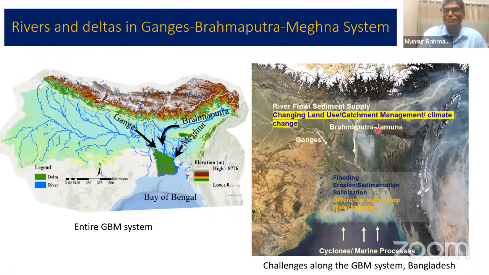Like in the Sylhet Basin, we have flash flood. In the river basin, we have river flood. In the coastal area, we have the tidal floods. And the characteristics of each of the floods are different. And the management approaches for these floods are also different in this country.